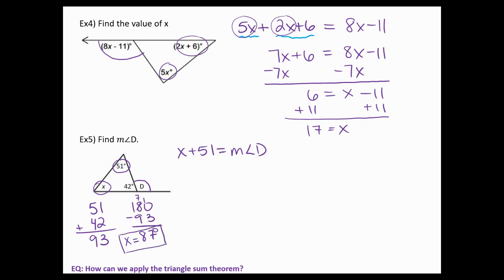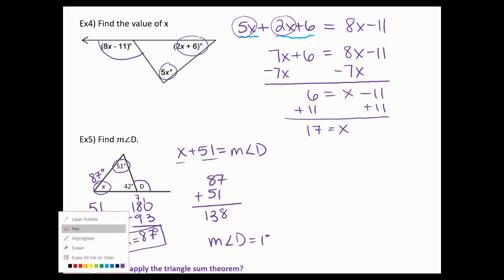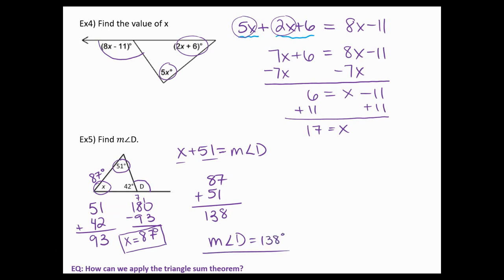Great. At that point, though, remember, I still haven't answered the question, what's the measure of angle D? But now that I know that x is 87 degrees, I can use my exterior angle theorem, which says we're going to add them together. So 87 plus 51 is going to give me my answer. Once I add this up, I get 138. So the measure of angle D is 138. If I could write it, that would be fantastic. 138. And there we have it.